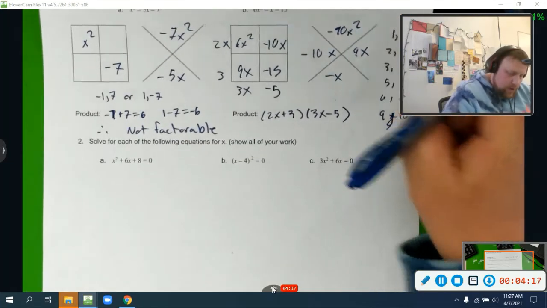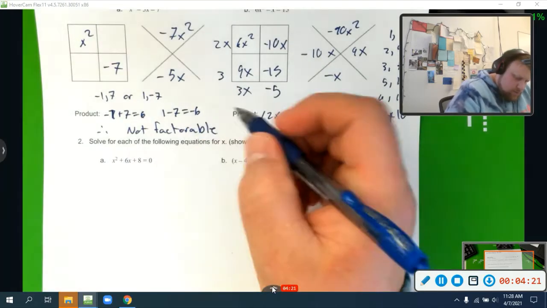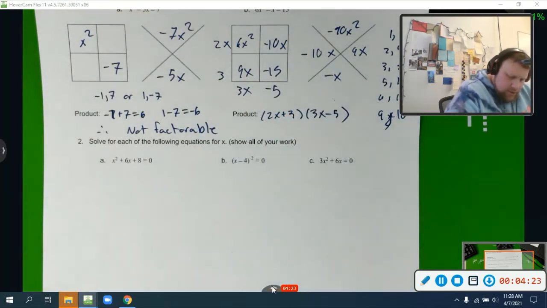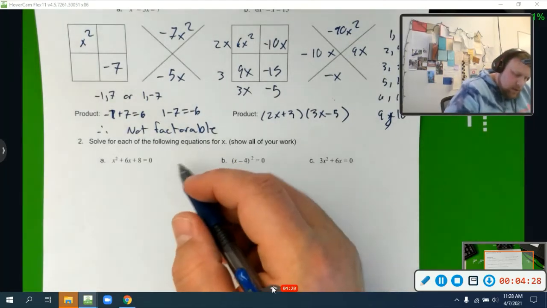Okay, let's look down below. What does it say to do right here? It says solve each of the following equations for x. I should just say solve each, but there we go.